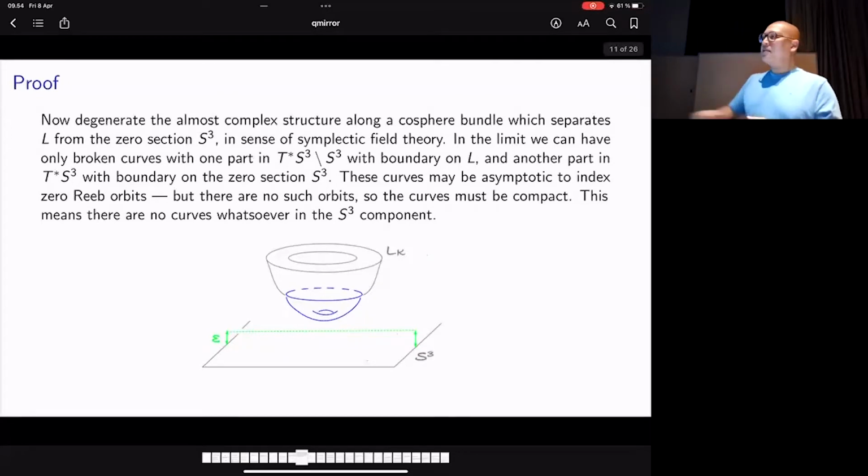And what happens in this degeneration is that, when you do this SFT stretching, you can get these kinds of broken buildings, except those buildings have to break along index 0 Reeb orbits. And S3 has no index 0 Reeb orbits. It has to do with the fact that it's round. And therefore, the curves cannot break. And so they all have to be in the outside. They can't be in the inside because the cotangent bundle of S3 is exact. So they all have to be in the outside. And now you have an interesting curve count.